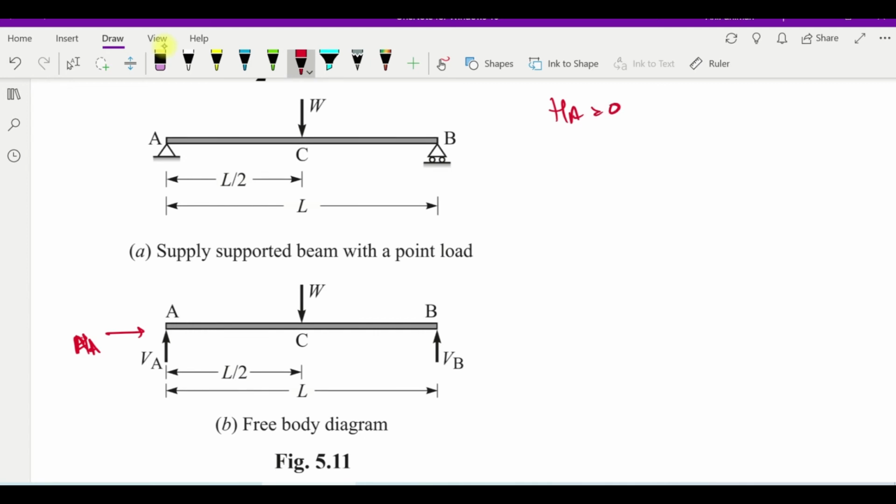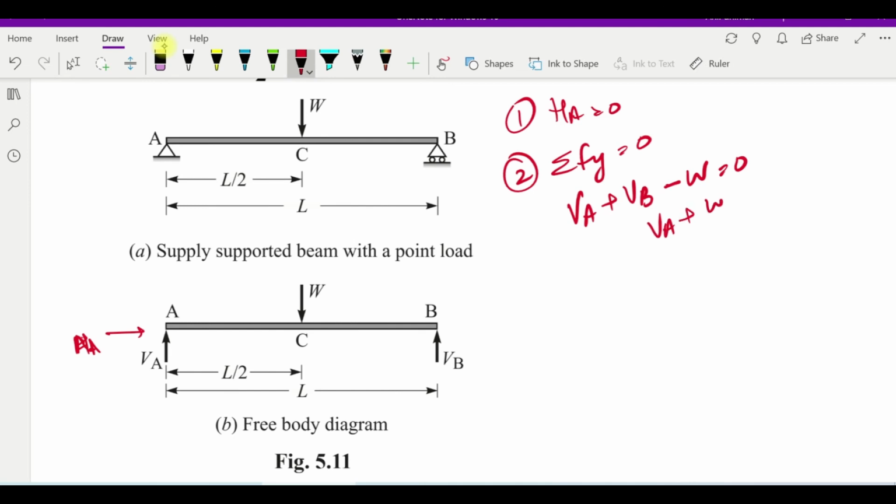Then using the second equation of equilibrium, we have removed the supports and applied the support reactions VA and VB. VA plus VB minus W is equal to 0. So VA plus VB is equal to W. This is the first equation which we have received.